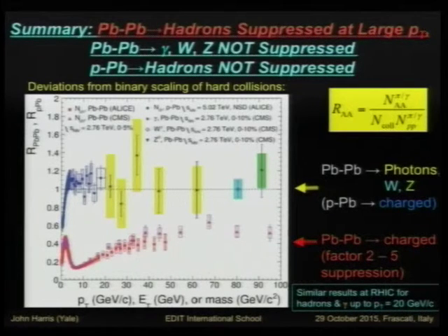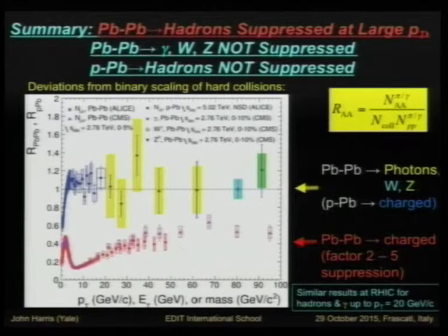Now, if RAA equals 1, it just means that the nucleus-nucleus collision is a superposition of independent nucleon-nucleon collisions. And we plot this versus transverse momentum, transverse energy, or mass, what have you, depending upon the particle that you measure.